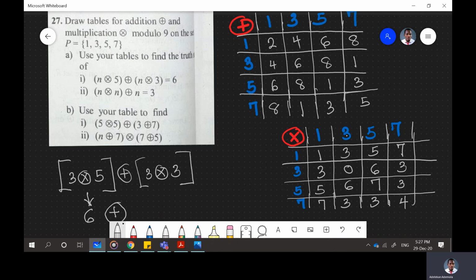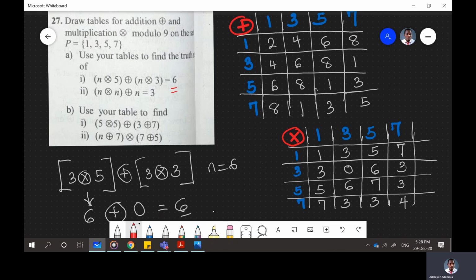Then 3 times 3. 3 times 3 is 0. Now what is 6 plus 0? 6 plus 0 equals 6. So that means n equals 6. As you can see, I was able to get 6 that I have here on the right hand side. So we have a value for n, 6.